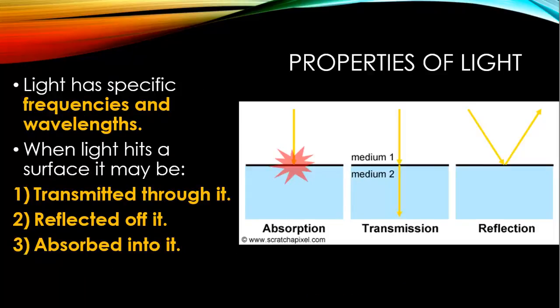Light has specific frequencies and wavelengths, so when light hits a surface it can do one of three things. It can either be transmitted through it, reflected off of it, or absorbed into it. The diagram on the right here shows this, where you've got absorption into the substance, transmission of light into the medium, and then reflection off it, so bouncing off it like a mirror.